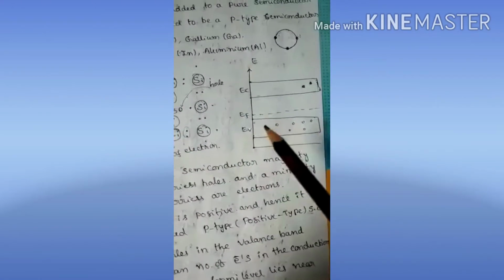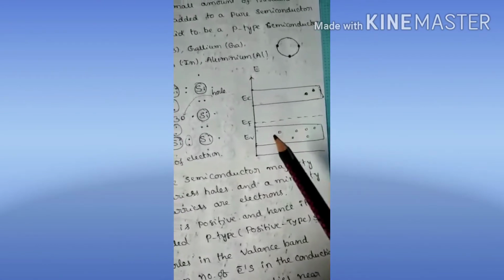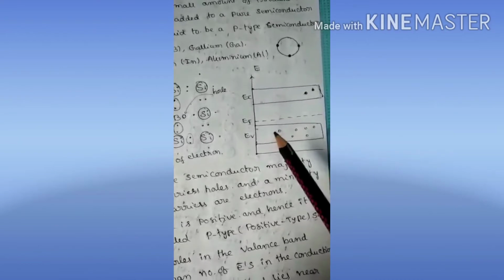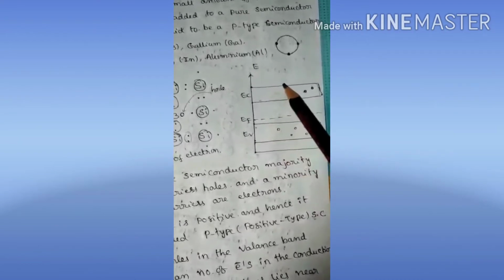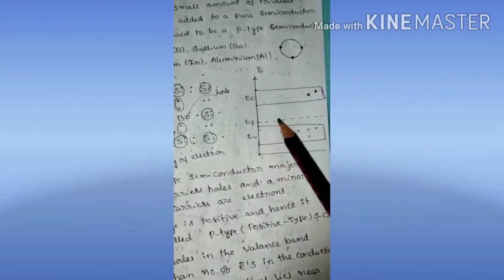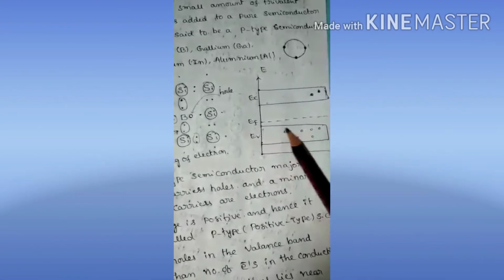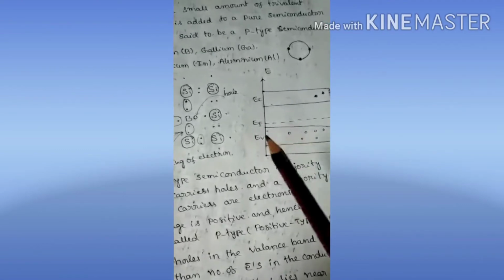When you observe here, this is the valence band and this is the conduction band. If small energy is given to the valence band, an electron goes to this place. So the majority carriers here are holes. That is, it has a positive charge. That's why it is called a p-type semiconductor.